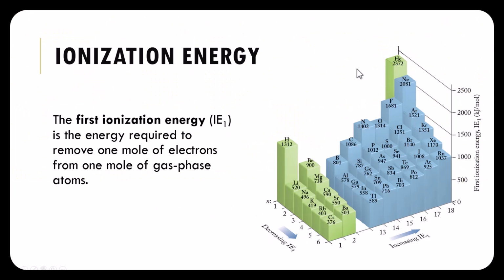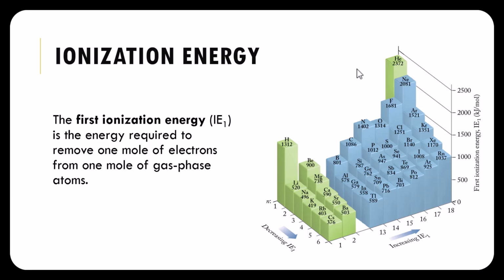So ionization energy is the energy required to remove 1 mole of electrons. To simplify this, that's a little out there, right? We're going to think about this as removing an electron. So how readily can we take off an electron from one of these atoms? How hard is it holding on to it? How easily is it giving it away?